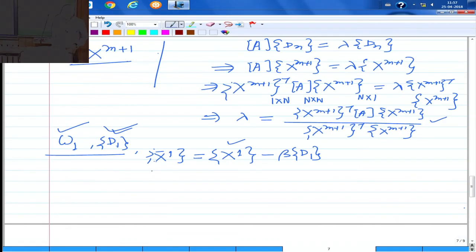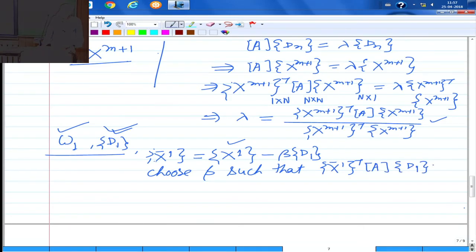So now we choose beta such that x1 is orthogonal to essentially d1. That is essentially what I am saying, that x1 bar transpose, and of course with respect to matrix A, into d1, is equal to 0. So if you do this, and then of course A into x1 bar, you are going to get, say, a new vector that you can call x2, and again, after multiplying x1 bar with A, you are going to get a new vector.